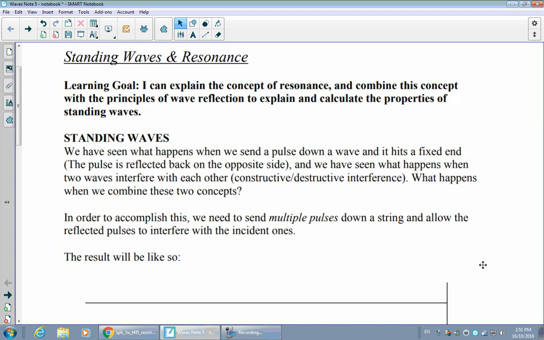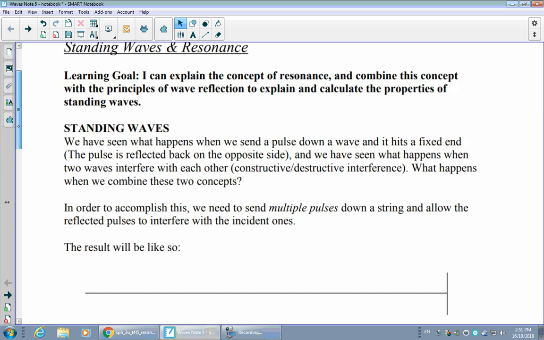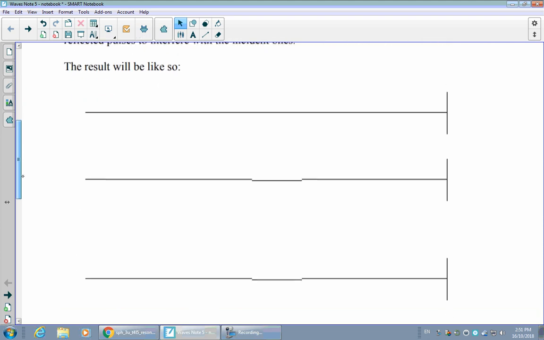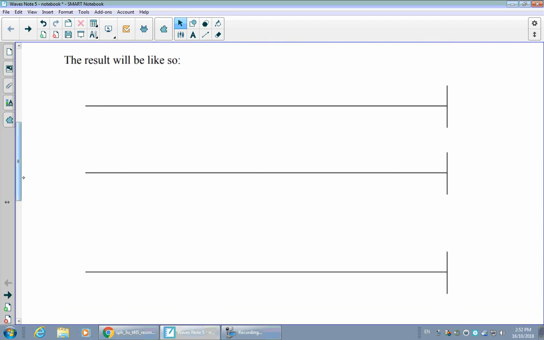But if we want to see this happen, we have to send multiple pulses of our wave down towards a fixed end. So we're going to imagine that we have a string, and we're going to send multiple pulses of this string towards a fixed end. So these horizontal lines that I've got set up for you kind of represent the rest axis of that string, meaning that if we weren't providing any wave energy to it, it would just have that rest axis and be straight along that line. But in this case, we're going to create some pulses.